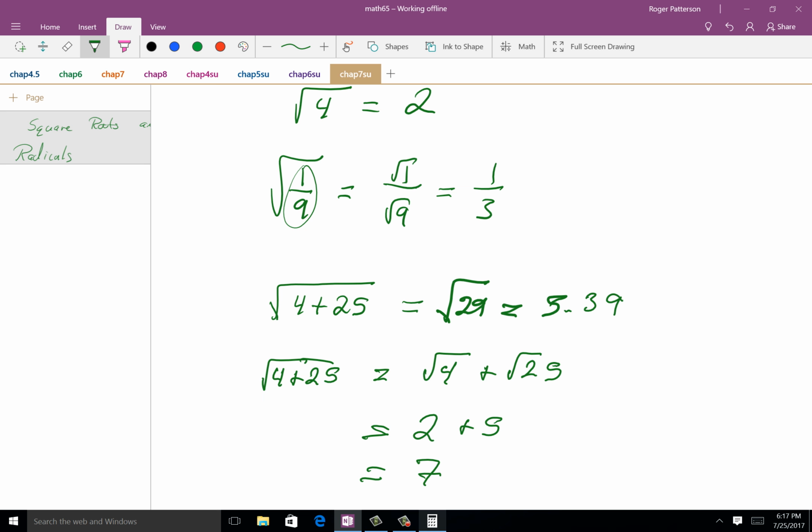Okay. So there's a difference between the square root of 4 plus 25 inside and the square root of 4 plus the square root of 25. Like that. Those two things are obviously different. Okay, so when you see something like this, add first and then take the square root. When you see something like this, square root, and then add. Is that okay? Does that make sense a little better? Okay.